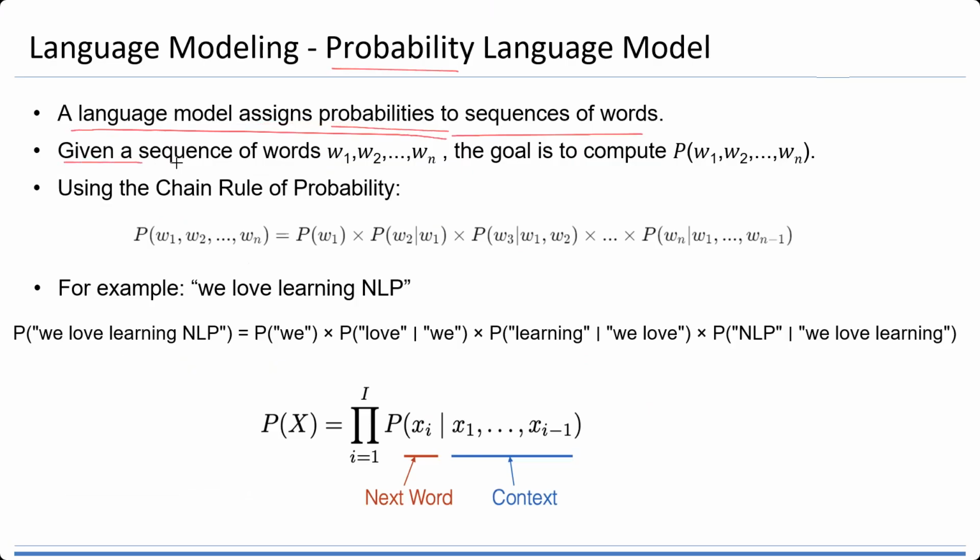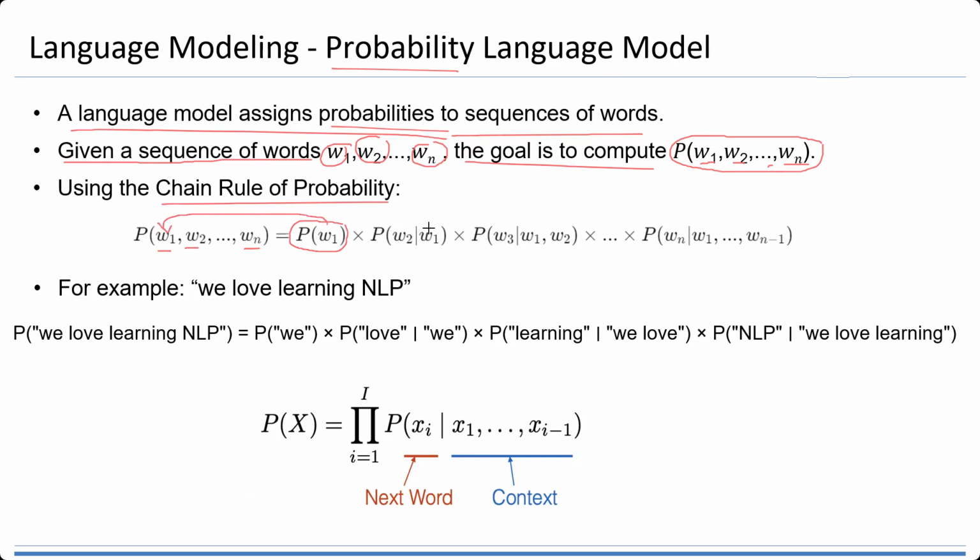So we have a sequence of words, W1, W2, until Wn. The goal is to compute the probability of those words being created. We call this the chain rule of probability. If we have W1, W2, Wn, then I want to know what is the probability of W1, so it is the word in position 1.